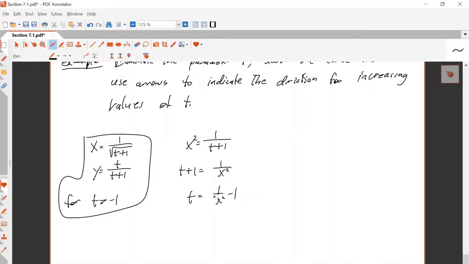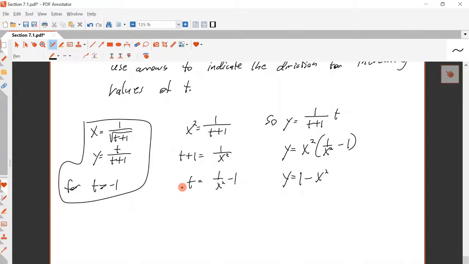Right, and then y is equal to, well, it's 1 over t plus 1 times t. Right, I know what t is in terms of x, and I know what 1 over t plus 1 is in terms of x. So y is equal to, well, this is x squared, and this is this expression here, 1 over x squared minus 1. So y is equal to, well, it's just 1 minus x squared. For t's bigger than negative 1, of course, because we have a discontinuity in this and in this, when t is equal to negative 1. We'll have an infinite discontinuity, or something like that.